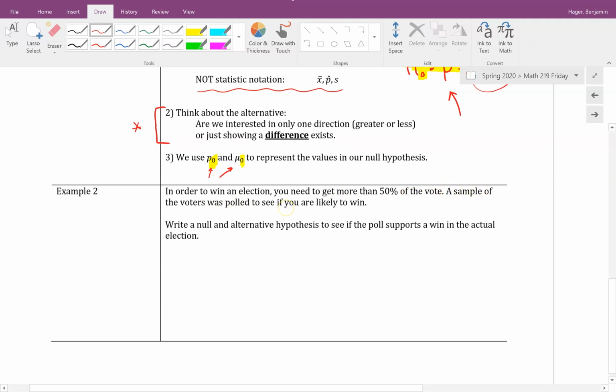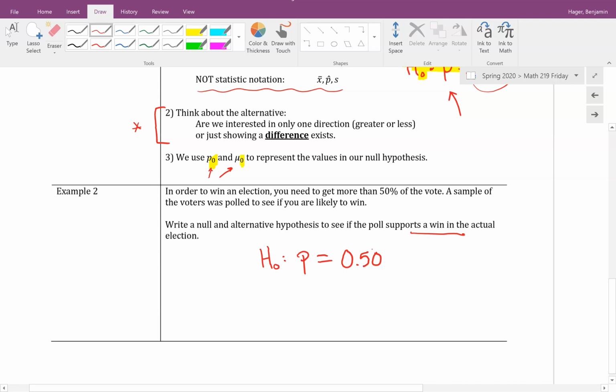A sample of voters was polled to see if you are likely to win. Write a null and alternative hypothesis to see if the poll supports a win in the actual election. Okay, well, the null hypothesis has to do with either the population mean or proportion, but here we're talking about percentages. We're talking about a proportion. It always uses an equal sign, and so it wants to know what the status quo would be. And in this case, it would be that we get 50% of the votes.